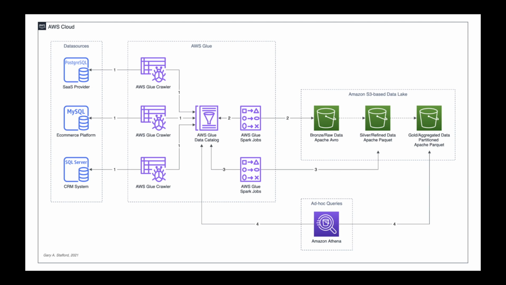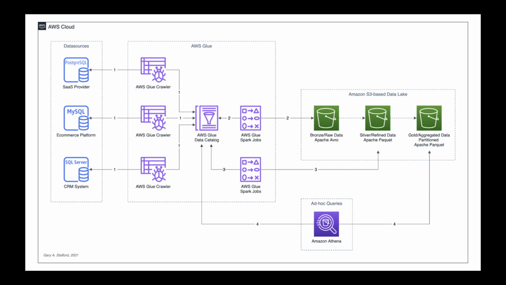In step 1, we will catalog the data in our 3 data sources running on Amazon RDS to our AWS Glue Data Catalog. The AWS Glue Data Catalog is a Hive-compatible metastore which stores the metadata, schema, and partition information about the data in our data sources and in our data lake.